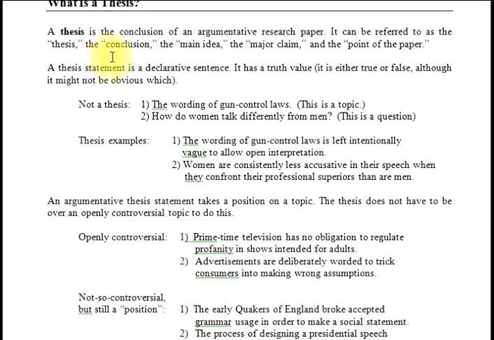A thesis is the conclusion of an argumentative research paper. It can be referred to as the thesis, the conclusion, the main idea, the major claim, or the point of the paper. I personally would probably never use conclusion, simply because that tends to mean the wrap. Well, if I were to use conclusion, I'm going to make it mean thesis, okay? But often writing teachers like to talk about conclusions as the thing that ends your paper.